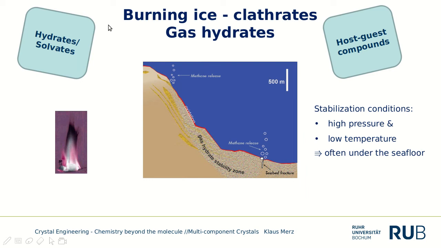And I think everybody heard about burning ice. Burning ice with clathrates, gas hydrates, here in the ocean, in the sea, and we're often under the seafloor. Really, what you need is high pressure. See it here, really high pressure, and you need low temperature to form this burning ice. Gas hydrates, gas which is stabilized, caught by water molecules.